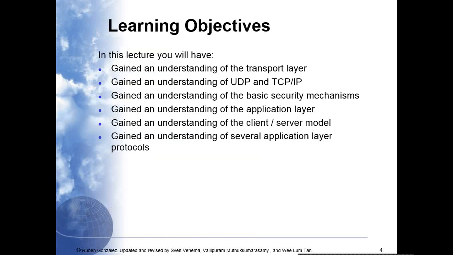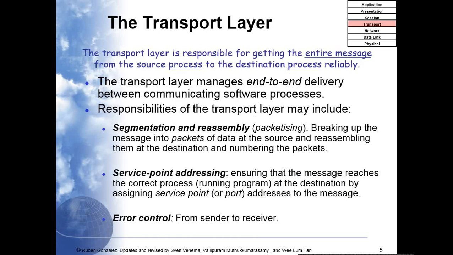So again, we're not going to do a lot of process-based stuff here. It's mostly to get an understanding of some of these concepts and ideas, and how they relate to some of the other things we've talked about earlier in the course. So the transport layer is layer number 4. It's responsible for getting the entire message from the source process to the destination process.